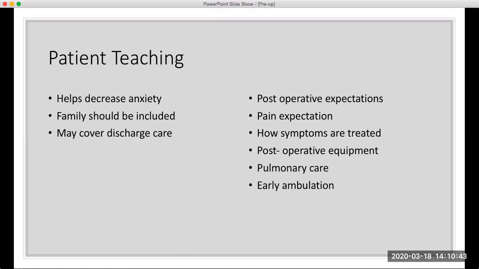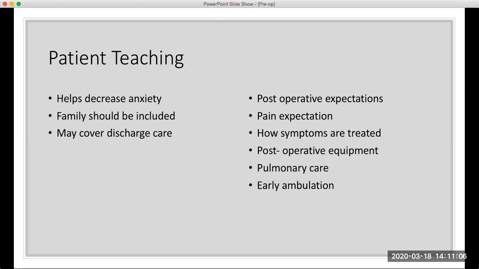We're going to ask them to cough and deep breathe. This would be a great time to have them demonstrate their ability to do this in the preoperative phase, so that we can kind of get that teaching going. What incisional pain is going to be looking like, how to splint incisions. That might be something else we teach them about.